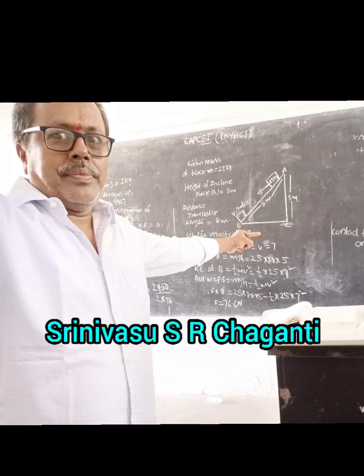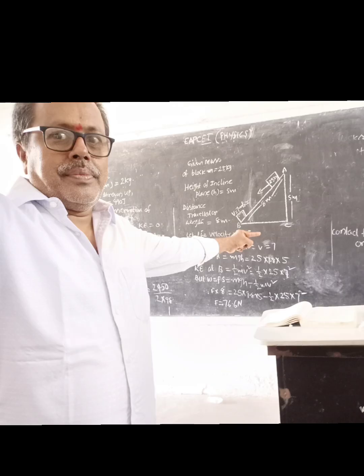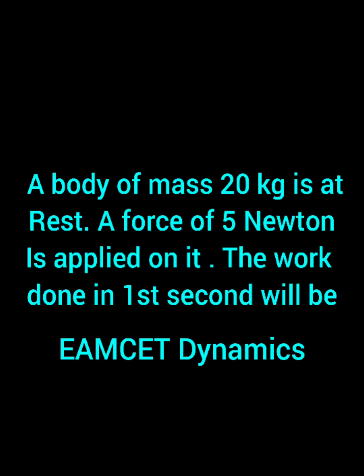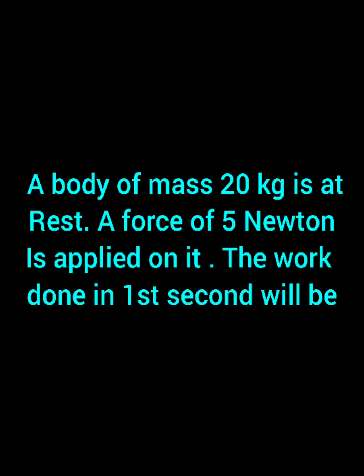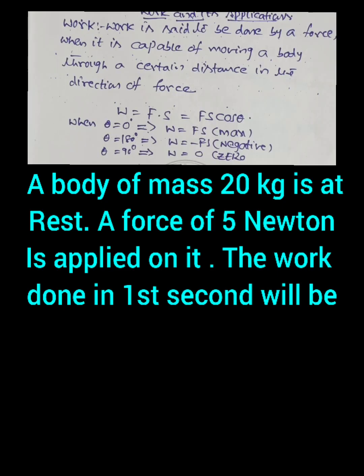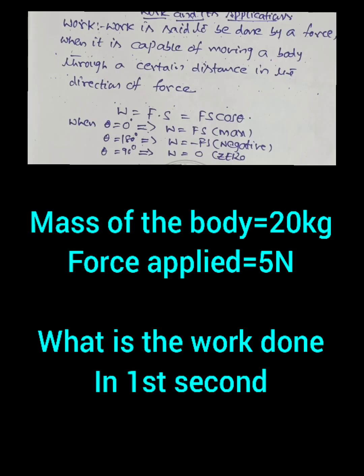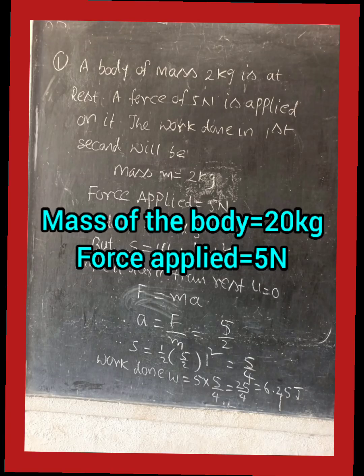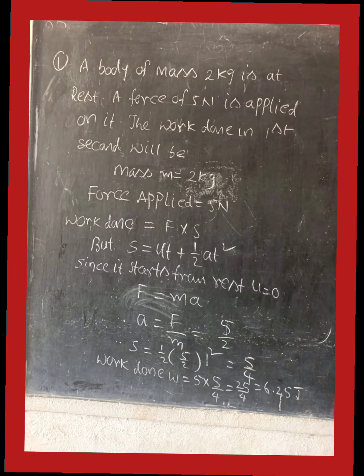Dear friends, we are going to discuss some problems meant for EAMCET with regard to dynamics. A body of mass 20 kilograms is at rest. A force of 5 newtons is applied on it. The work done in first second will be? If the mass of the body is given to be 20 kgs and force applied is 5 newtons, we know that work done W is equal to F into S.